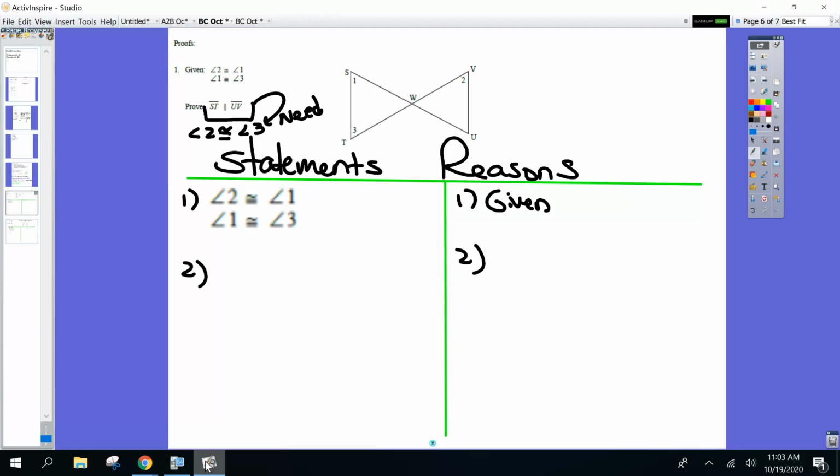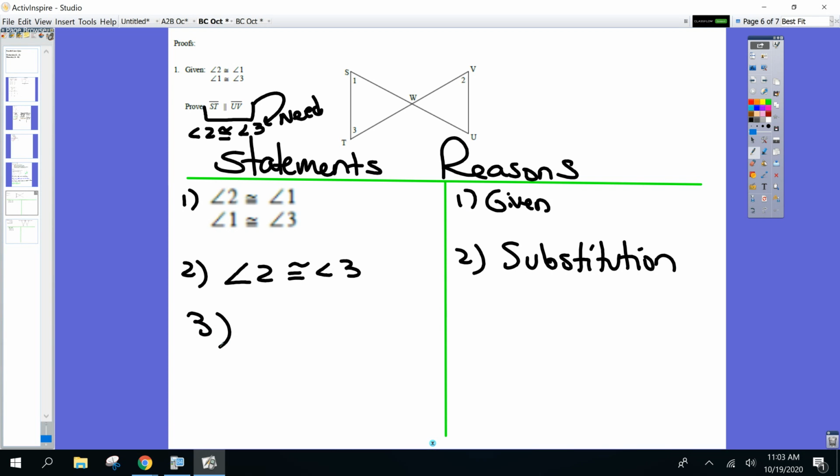2 and 1 are equal. 1 and 3 are equal. So if 2 and 1 are equal and 1 and 3 are equal, then 3 and 2 are equal because of substitution. There you go. Everyone see how I got there without using parallel lines? Because you cannot say 2 and 3 are equal because they're alternate interior. No, you don't have parallel lines. You can't use them.